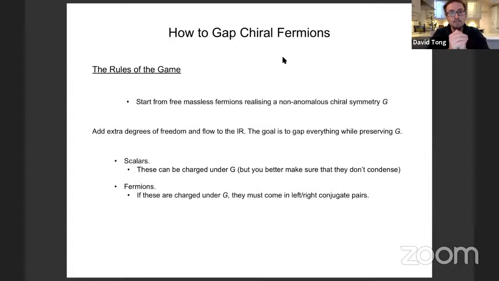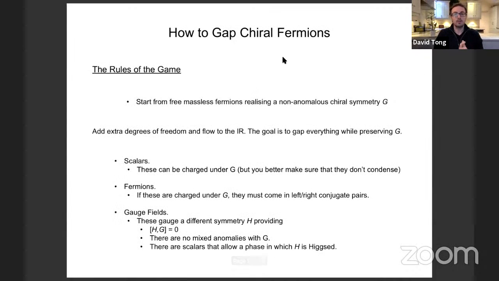You can add fermions, additional fermions. In many examples, they won't transform under G at all, but when they do, they have to come in left-right conjugate pairs. Because obviously it would be cheating if I took a chiral representation, added the conjugate representation, gapped everything, and declared success. That's not allowed. Any new fermions you add have to come in left-right conjugate pairs, simply so you can give them a mass and decouple them, should you wish.